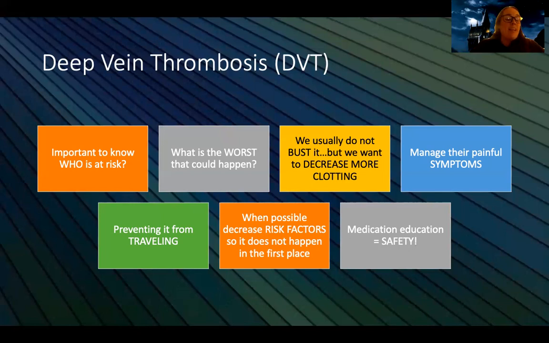So I'd want to manage that pain and inflammation. Like I mentioned, we want to prevent it from traveling to a different place. And when it's possible, let's decrease those risk factors so it doesn't happen in the first place. So if someone's really high risk, like maybe they're immobile, we encourage exercises, or we have everyone on that DVT prophylaxis. And that can be one of two things.